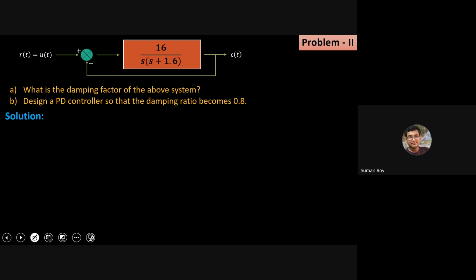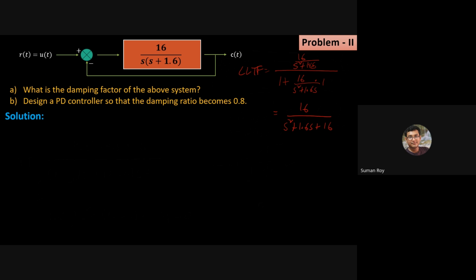Here, G(S) and H(S) are given. What is the damping factor of the above system? For that, we need to calculate the closed loop transfer function. The closed loop transfer function will be 16/(S(S² + 1.6S)) divided by 1 + 16/(S(S² + 1.6S)) into 1. Ultimately it will become 16/(S² + 1.6S + 16). So this will be the closed loop transfer function.